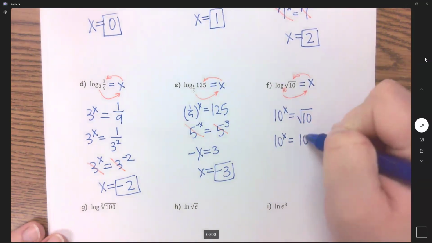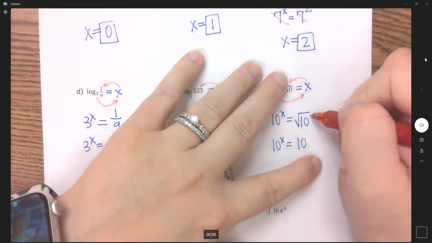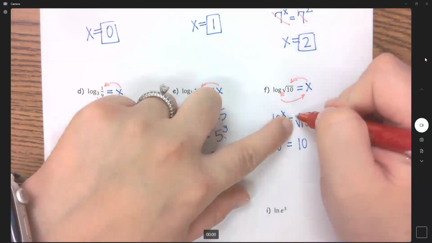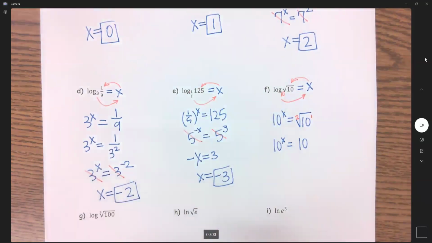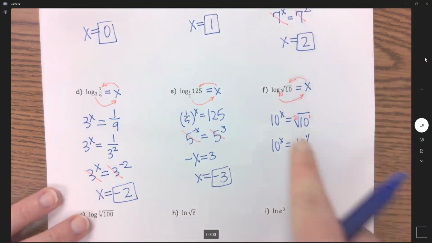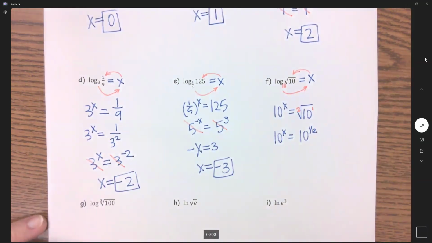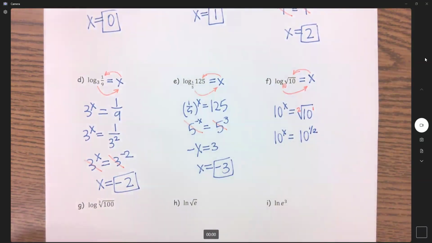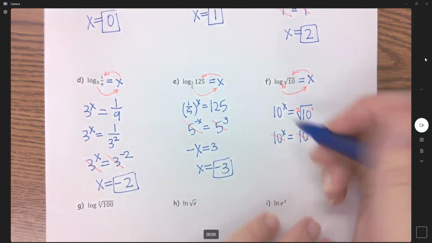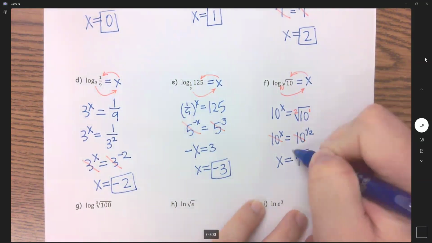How can I rewrite the square root of 10 with a base of 10? Well, this is the same as 10 to the first, and my index of a square root is a 2. So if I rewrite it, your exponent is your numerator, and your denominator is your exponent here. So anything to the square root is to the 1/2 power. Now we have the same base, and so we get x equals 1/2.